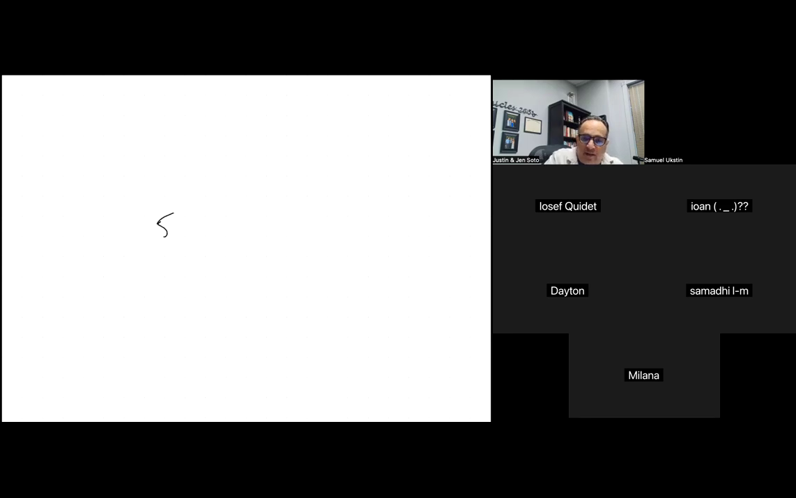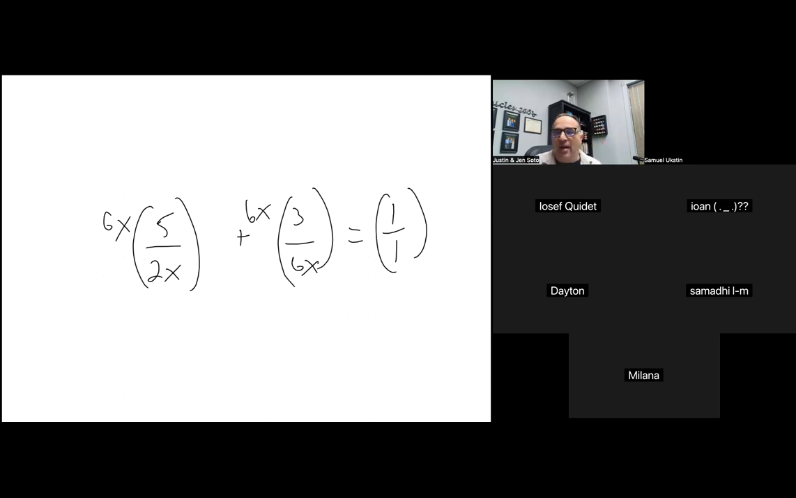5 over 2x. I'm going to give myself a little more space here because of how I'm clearing the denominators. Plus 3 over 6x is equal to 1. We'll just call it 1 over 1, because I want to make it a fraction. So these are my three denominators, 2x, 6x, and 1. The least common multiple of 2x, 6x, and 1 is just 6x. So I multiply this by 6x, this by 6x, and this by 6x. This time I put parentheses around the terms I started with.